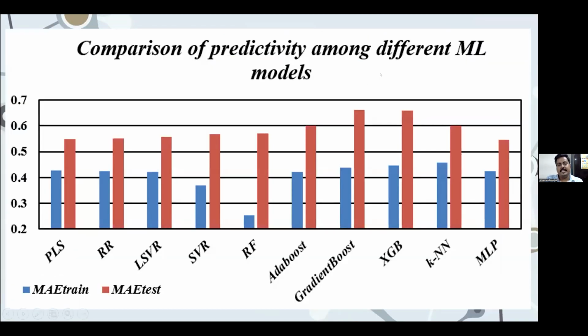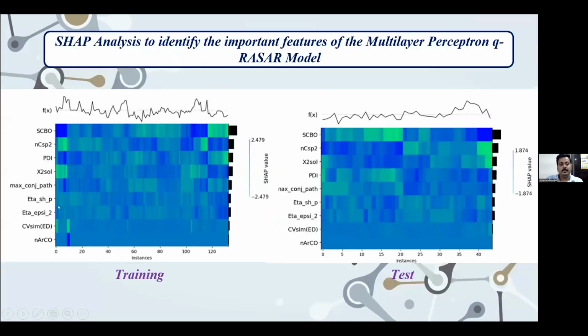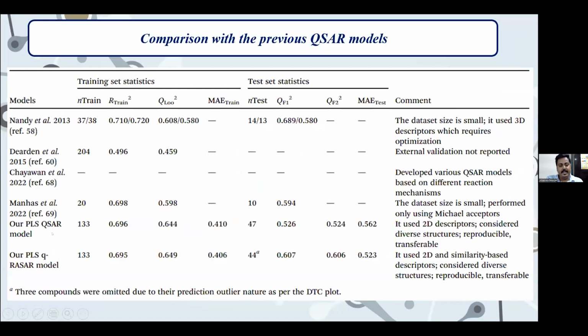This is the comparison of predictivity among different ML models, where the lowest MAE test has been obtained by the multi-layer perceptron model, which is just lower than the corresponding PLS model. But in terms of simplicity, interpretability, and reproducibility, we infer that the PLS model is the best here. This is the SHAP analysis plot of the different descriptors for the MLP model for the training and test sets. On comparing our PLS QSAR model with the PLS Q-RASAR model, you can see a significant increase in the Q2 F1, Q2 F2, and MAE test values, suggesting enhanced predictivity. The values of R-squared train and Q-squared are similar, suggesting similar robustness.